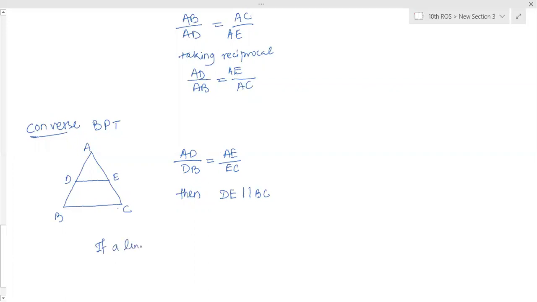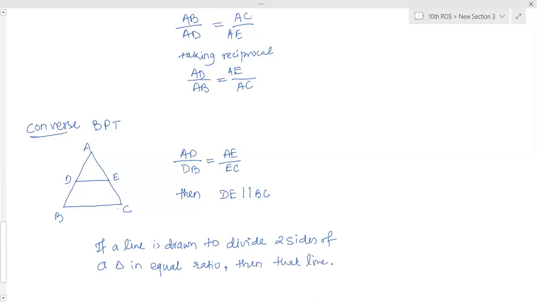If a line is drawn to divide two sides of a triangle in equal ratio, then that line is parallel to the third side. This is the statement of converse BPT. Is this clear?